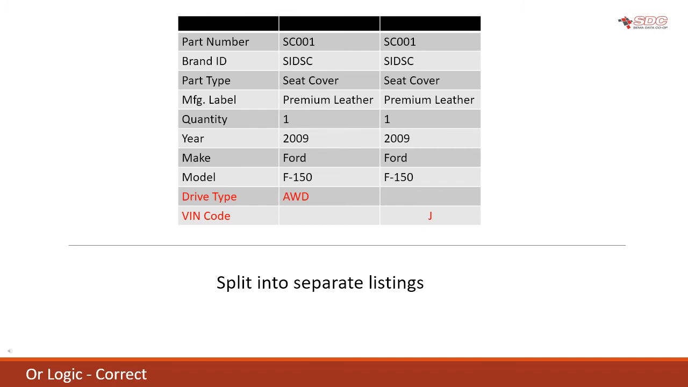So the proper method here again is to create two distinct applications showing that the parts map to the all-wheel drive type, and then again we would map it to the VIN code J.